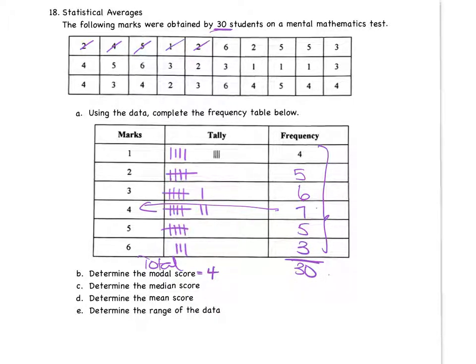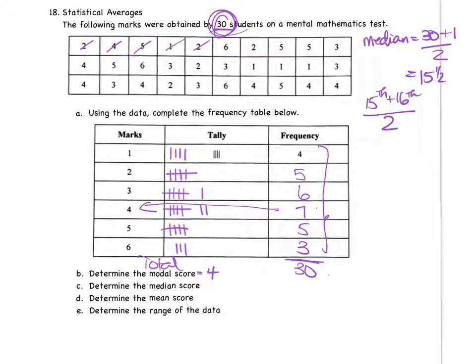We want the median score. To get the median, we're going to take 30, the number of students, add 1 and divide it by 2. So that means that we want to get the 15th and a half term, which means that we want to take the 15th term and the 16th term and divide it by 2. That's how we'll get the 15th and a half term.